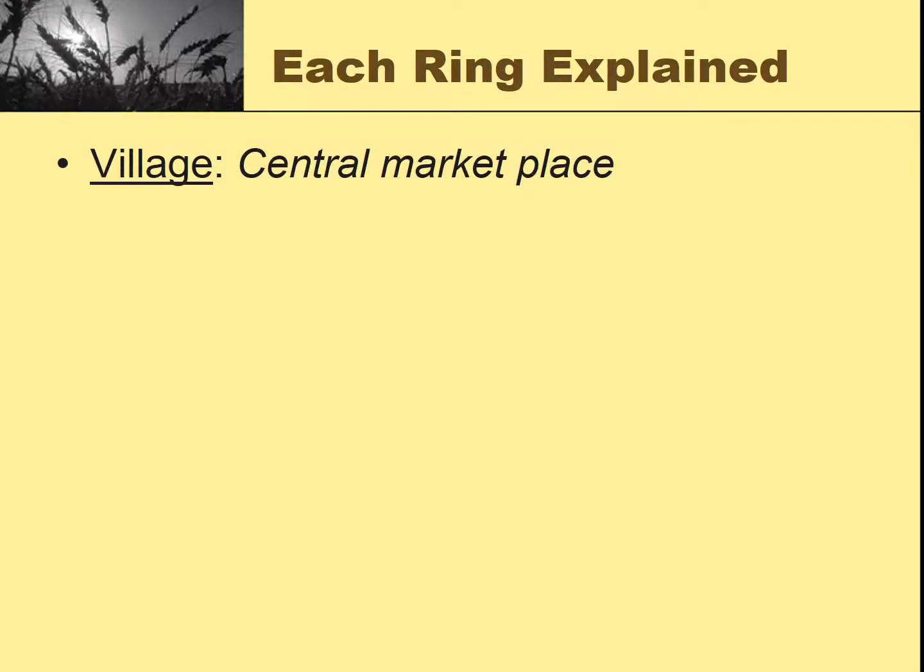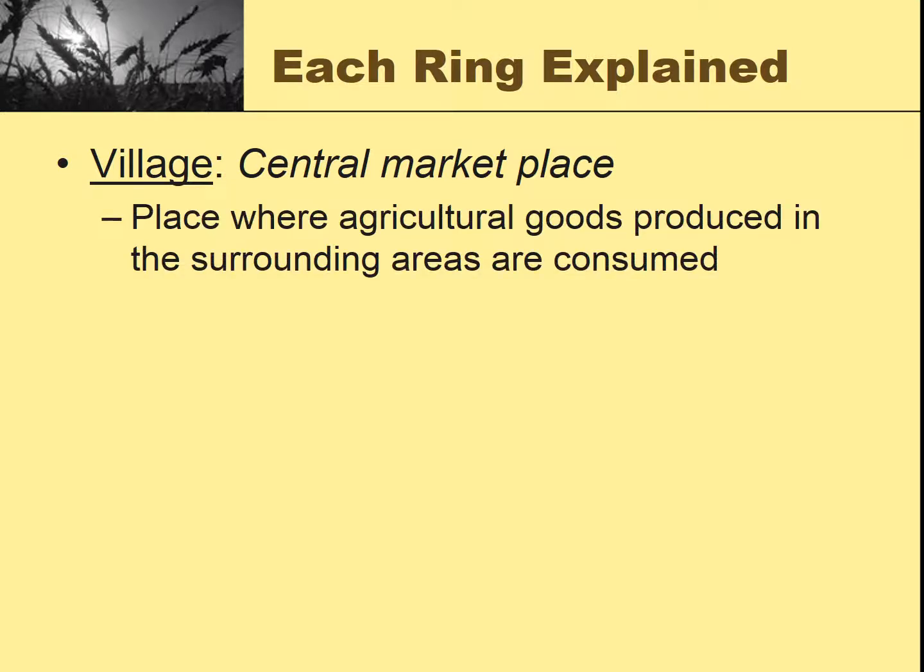Okay, so let's just break these down, break the concentric rings down. Right in the middle is the village or the central marketplace. This is the place where agricultural products produced in the surrounding areas, aka the hinterlands, are consumed. So the population center is in the village market, but there are certainly people who live in the surrounding countryside.